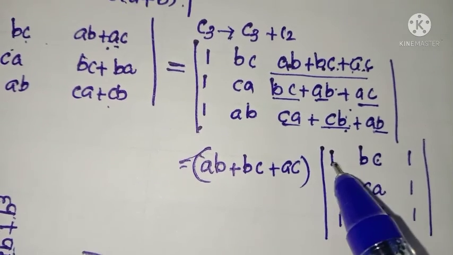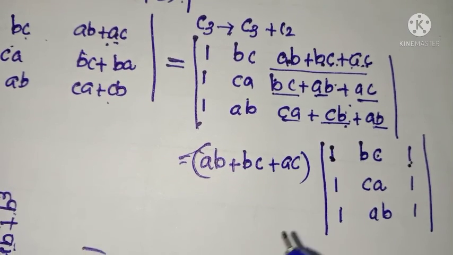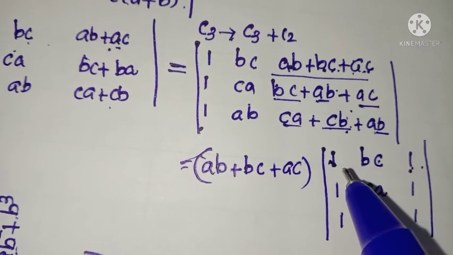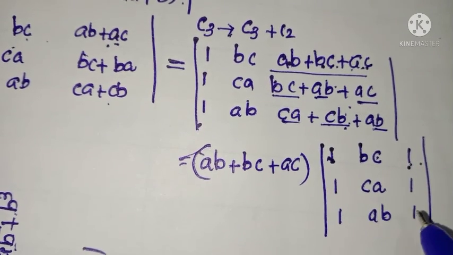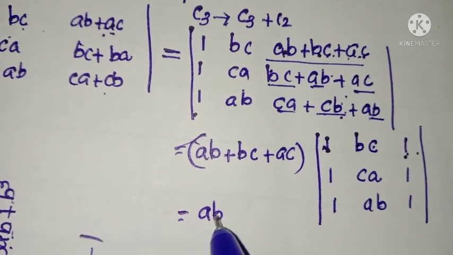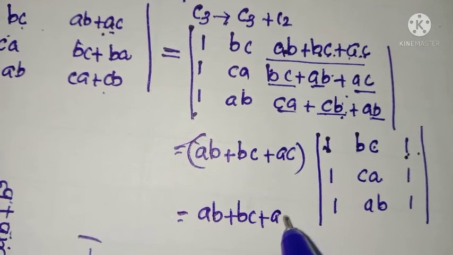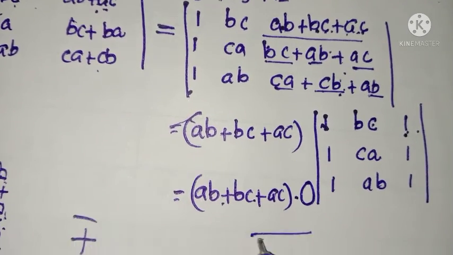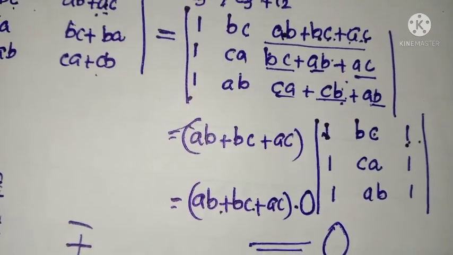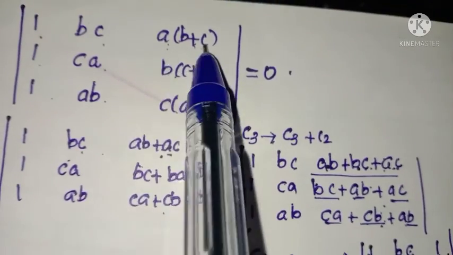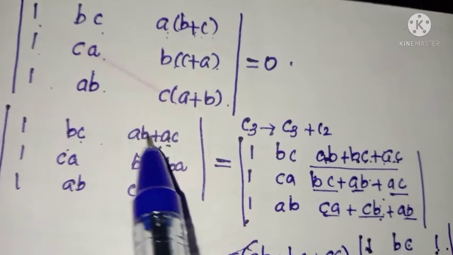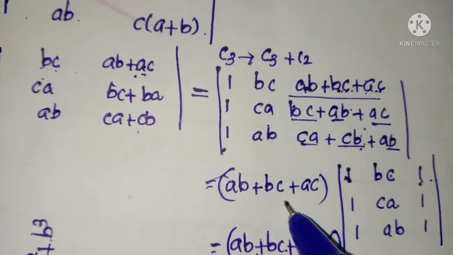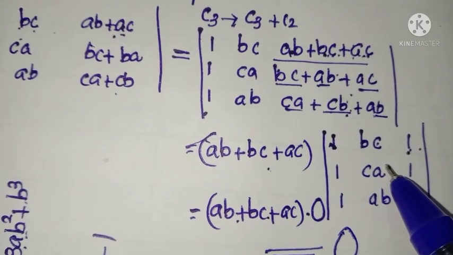Now look at these two columns, C1 and C3. Both the columns are identical. So by property number 3, if any two rows or columns are identical, then the determinant is equal to 0. That is AB plus BC plus AC into 0, which gives 0. So we expanded this bracket, added C3 and C2, and took the common factor outside. Then apply property number 3.